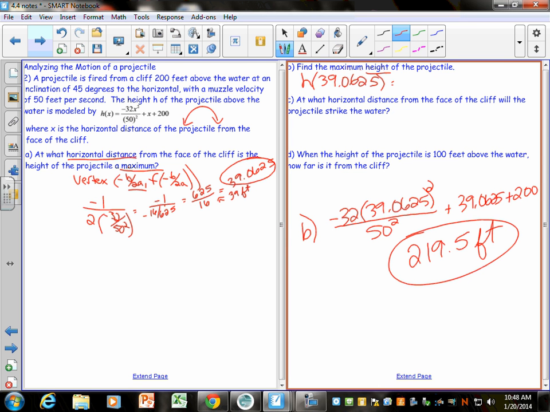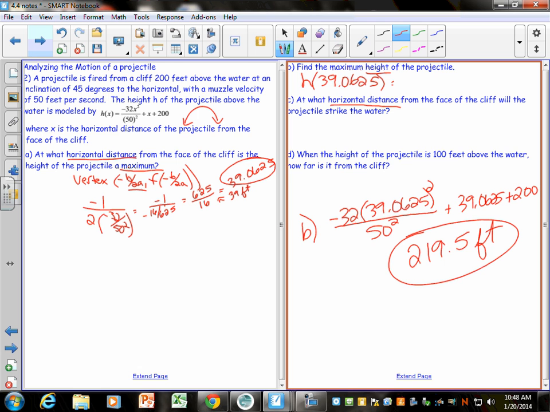Now part C and part D are asking you to solve an equation, but you have to figure out what it's talking about. So look at part C. It says, at what horizontal distance from the face of the cliff will the projectile strike the water? So it's asking us horizontal distance. Does horizontal distance represent the x or the y in this problem? The x. They're asking us to find x when the projectile hits the water, which means what is the height of the projectile when it hits the water? How high will the projectile be from the water when it hits the water? 0, yes? Does that make sense?